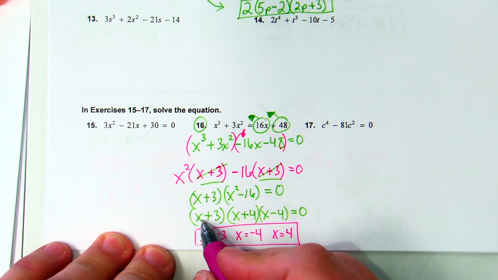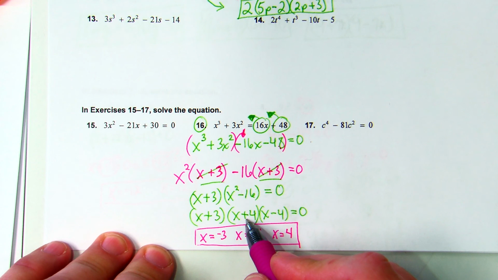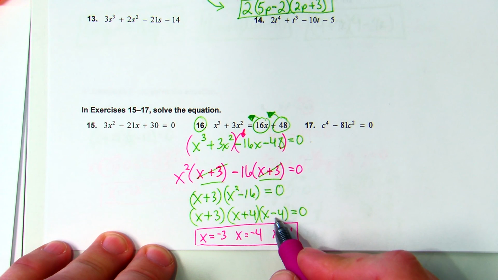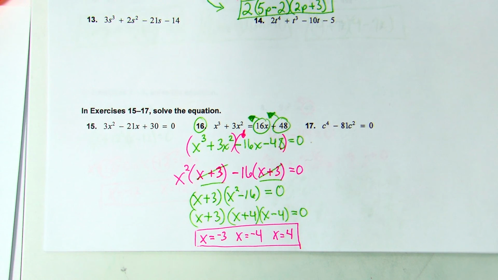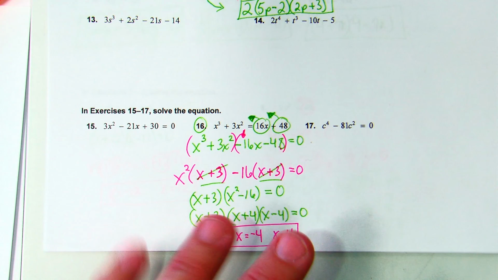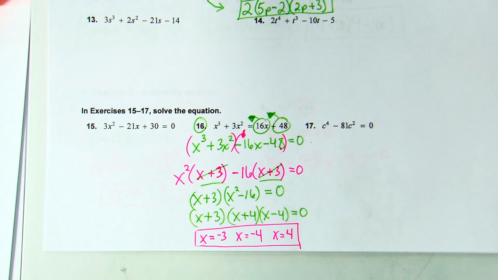A negative 3 would make this one become a 0. A negative 4 would make the second factor become 0. And a positive 4 would make the third factor become a 0. So my solutions would be negative 3, negative 4, and 4. Alright, and again, we could apply that to both of these other two, and we could solve them as well.